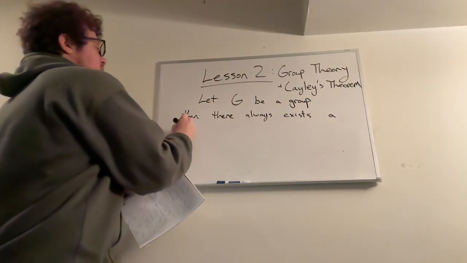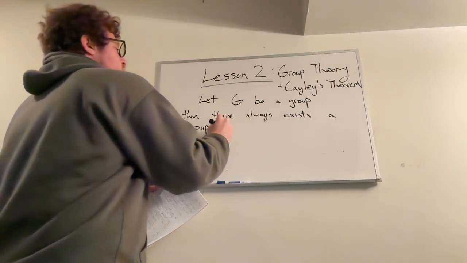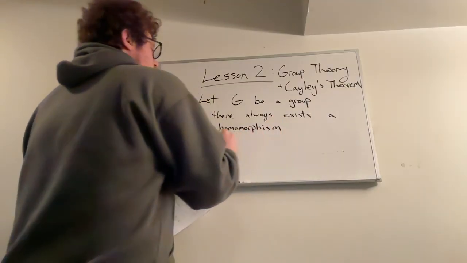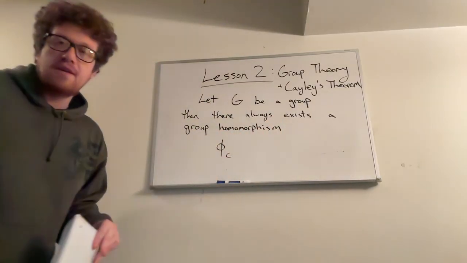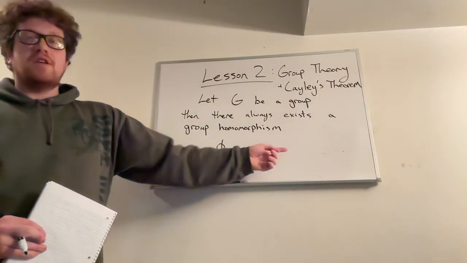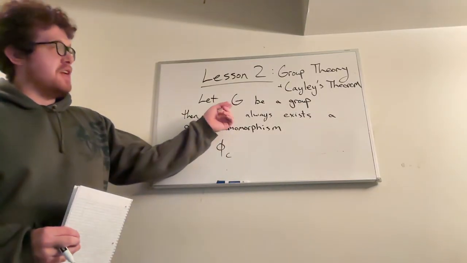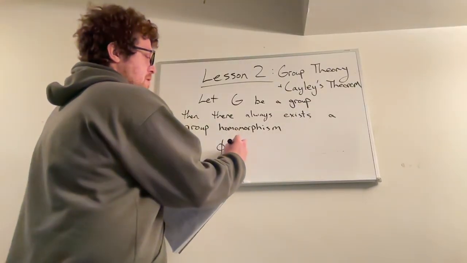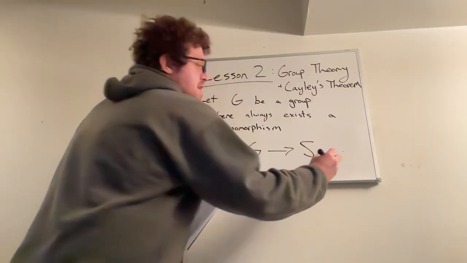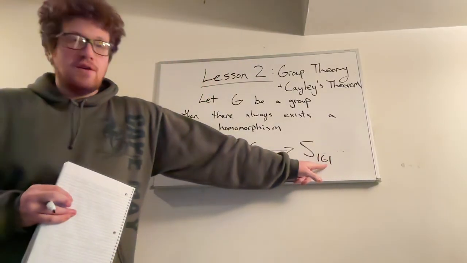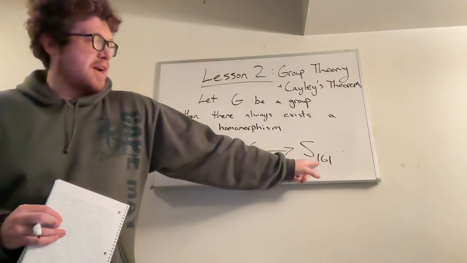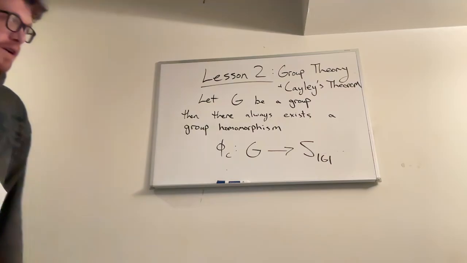a group homomorphism, which I'll call phi C for Cayley's map. So it's a group homomorphism from G into the symmetric group on the number of elements that G has. So there's a map from G, and the way we'll write this is as S with a little underscore, and it's the number of elements in G, or the size of G. So I put these little brackets around G to denote the size or the cardinality.